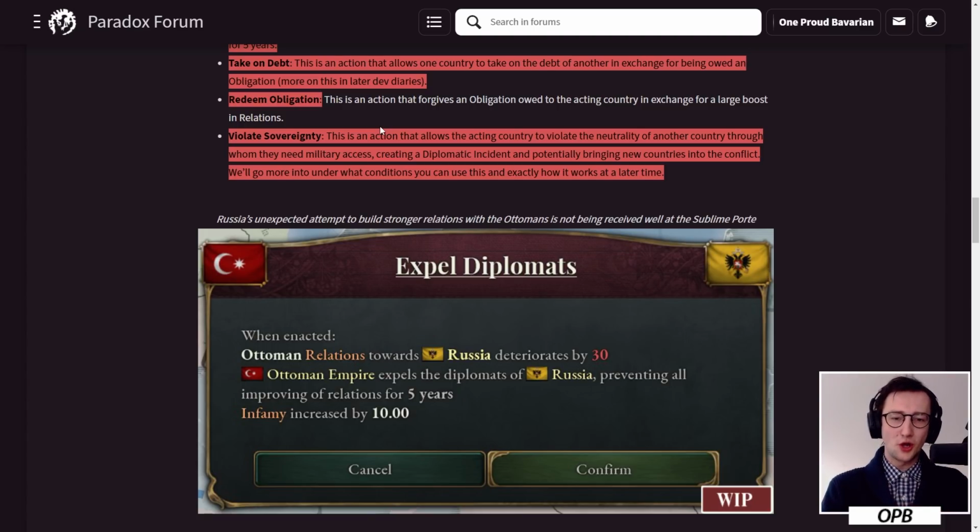Great Britain. We'll go more into under what conditions you can use this and exactly how it works at a later time. I am super excited for this. This is something that literally has not existed in any game. In any game Paradox has made. Super excited for this. I'm thinking about it. I cannot think of a single game.